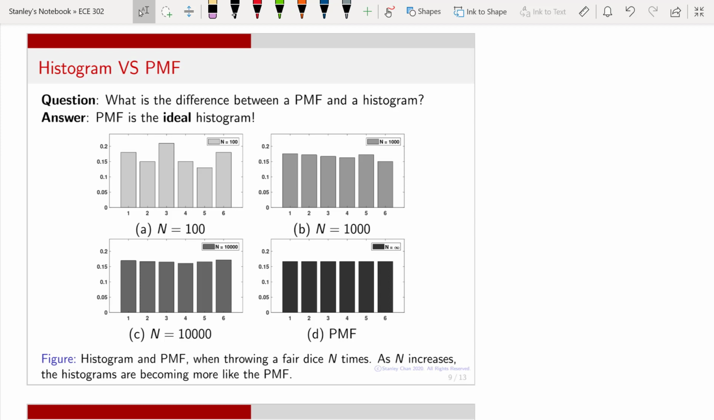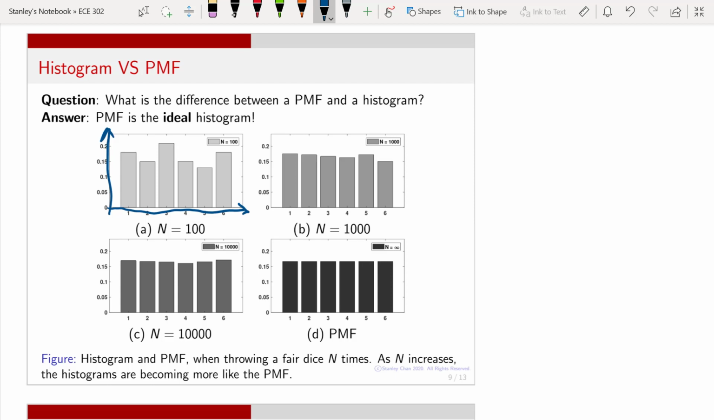Suppose you throw a dice n times, and you record the relative frequency of getting 1, 2, 3, 4, 5, and 6. If you throw the dice 100 times, you will be able to get a diagram like this. The x-axis will have all the possible states, which is 1 to 6. The y-axis is the relative frequency of happening.